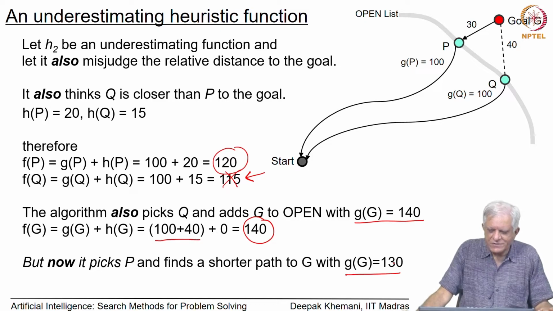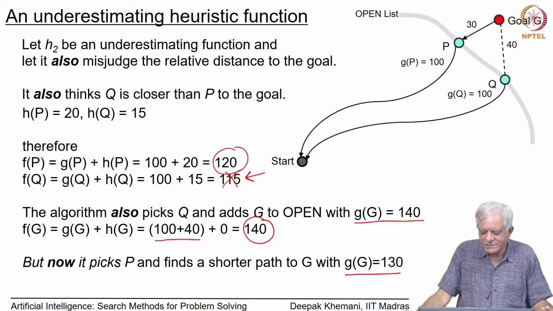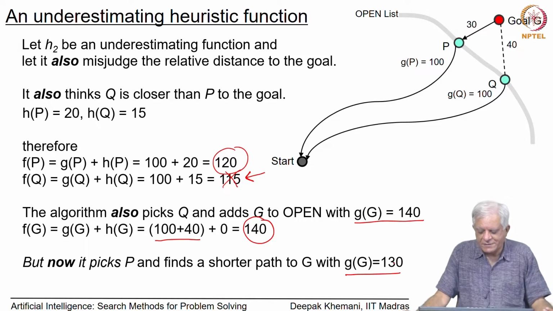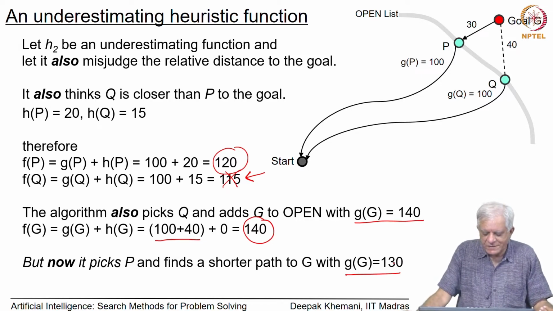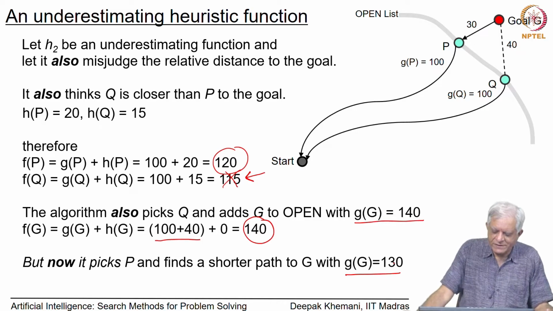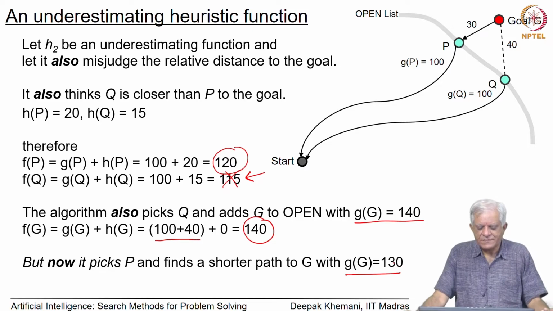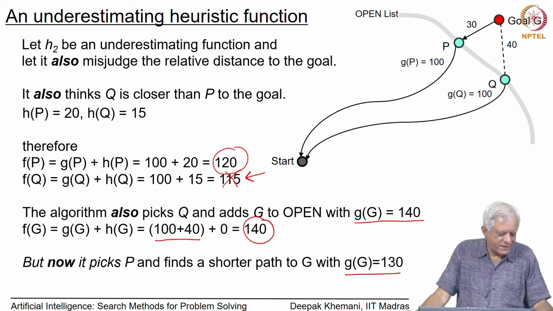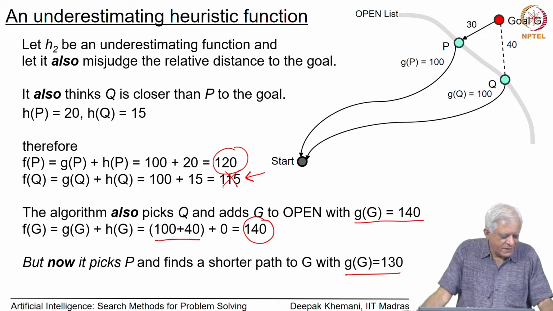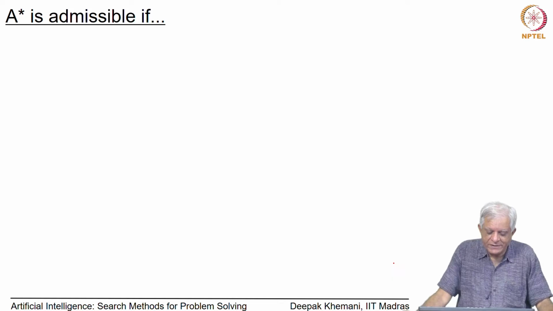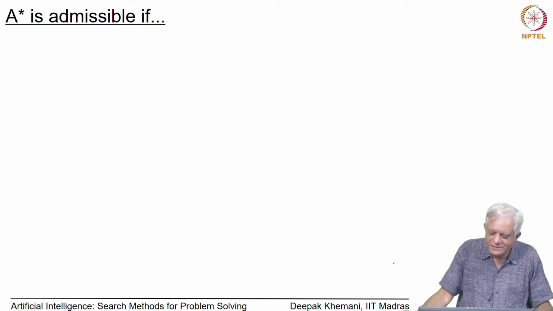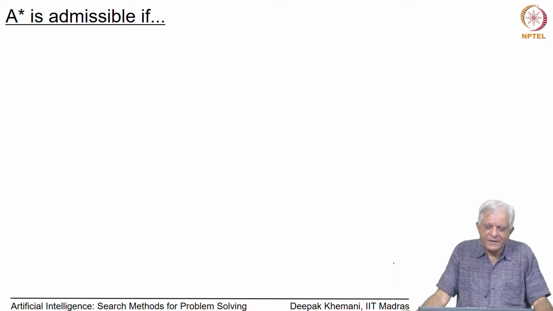That means, h of n should always be less than the actual cost of going to that node. In this example, the actual costs were 30 and 40 and the heuristic values were 20 and 15 respectively. So, even though they were a misjudgment, they still ended up helping us find the optimal path. But these are not the only conditions that you need for a formal proof, these are good for an intuitive understanding. Let us now completely state what it takes to make sure that the algorithm A star is admissible.